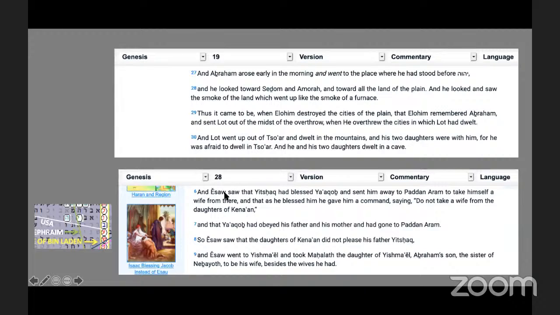It said, and Esau saw that Yitzhak had blessed Jacob and sent him away to take himself a wife from there. And as he blessed him, he gave him a command saying, do not take a wife from the daughters of Canaan. And that Jacob had obeyed his father and his mother and had gone to Padam Aram. So Esau saw the daughters of Canaan did not please his father Yitzhak. And Esau went to Ishmael and took Mahalah, the daughter of Ishmael, Abram's son, the sister of Nebaioth, to be his wife, besides the wives he had. So it's just interesting that this crime talks of Esau.